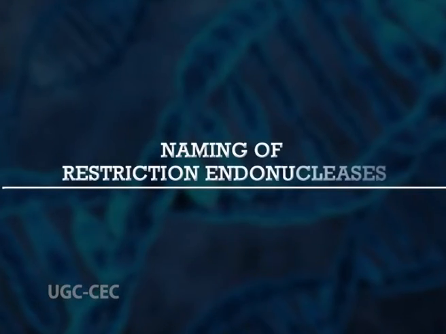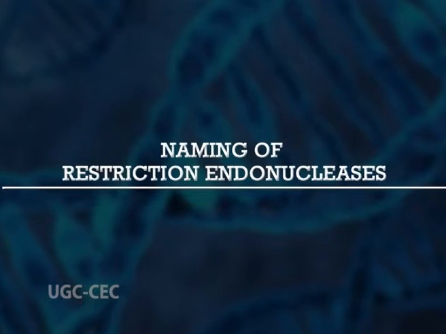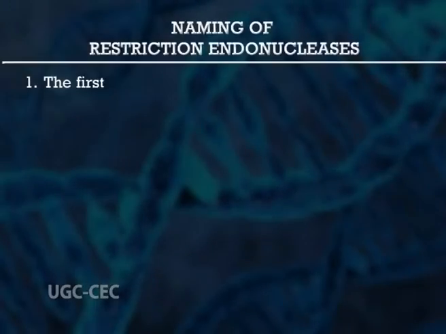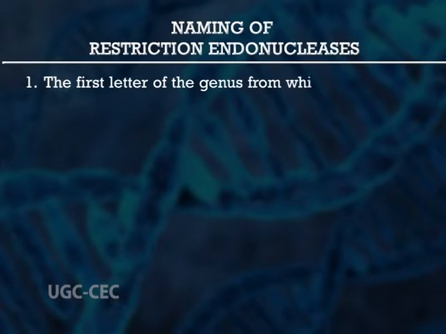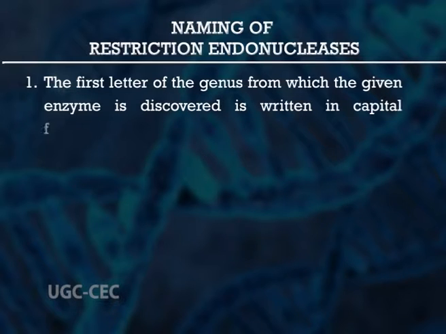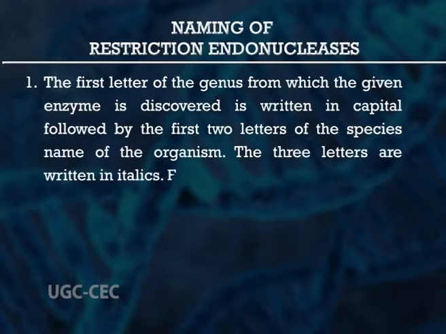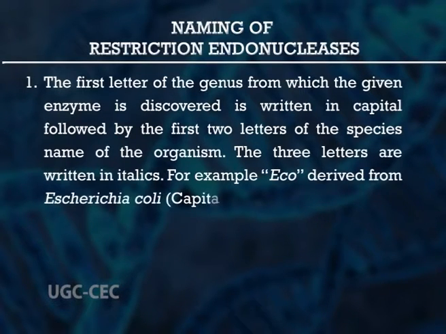Now let us see the naming of restriction endonucleases. The restriction endonucleases are named by following a certain pattern. First, the first letter of the genus from which the enzyme is discovered is written in capital, followed by the first two letters of the species name of the organism. The three letters are written in italics. For example, Eco derived from Escherichia coli.